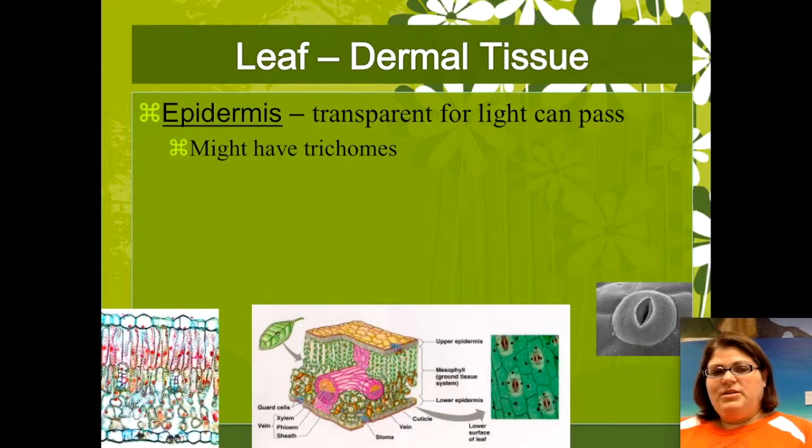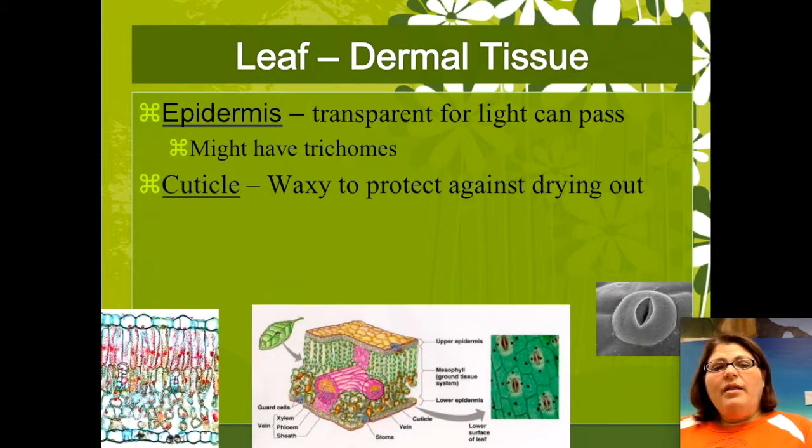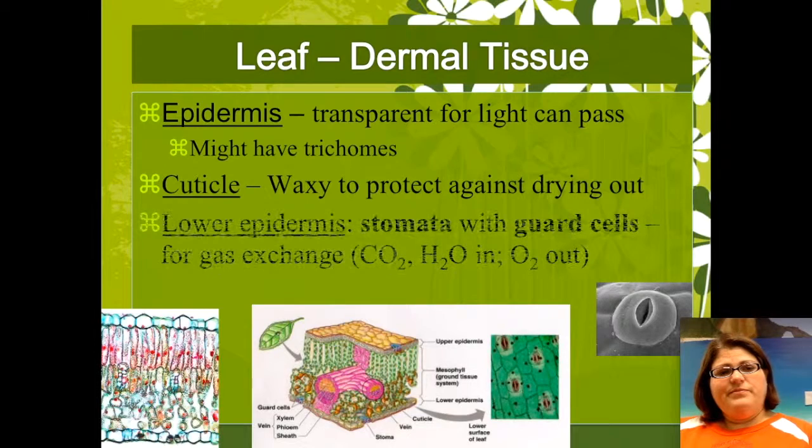Some epidermal tissue has trichomes. Remember, trichomes are the little fuzzes that help plants retain water and defend against predators. Some epidermis also has a cuticle, which is the waxy layer that makes some leaves shiny and prevents evaporation.